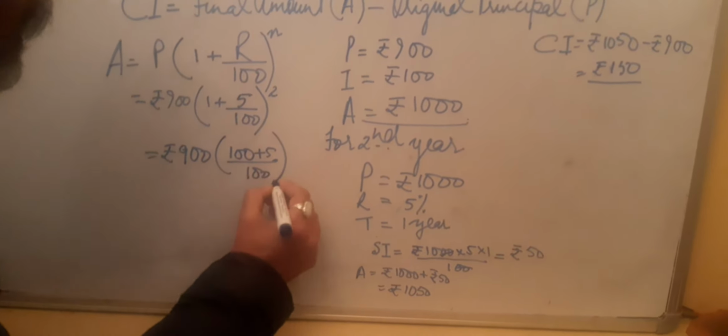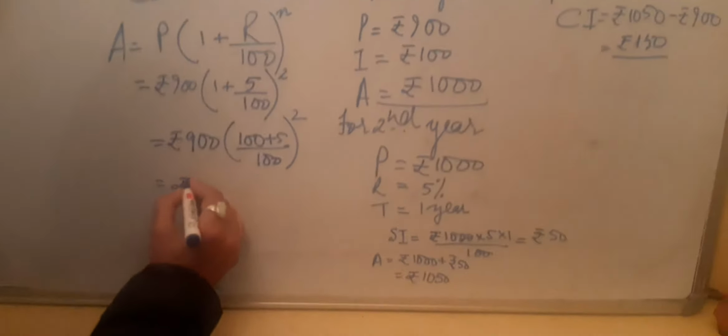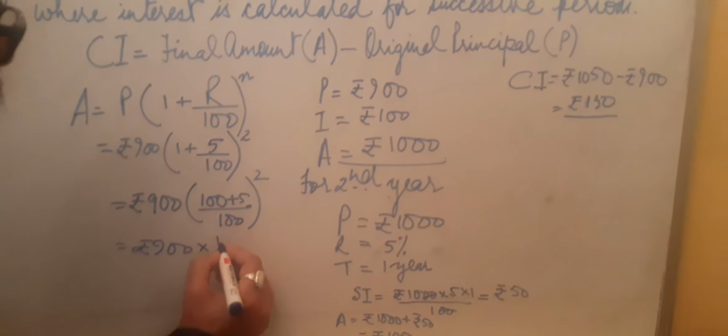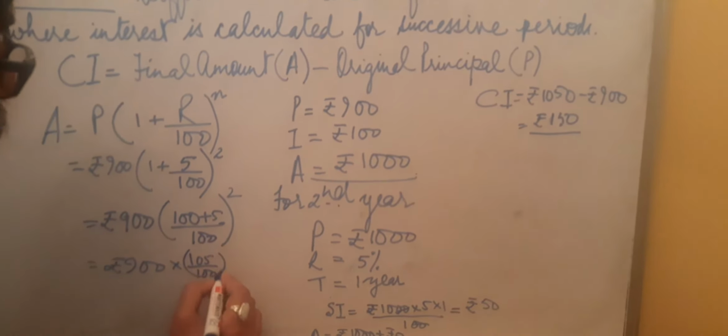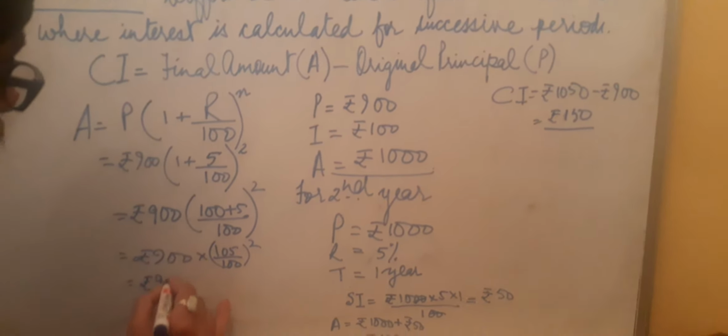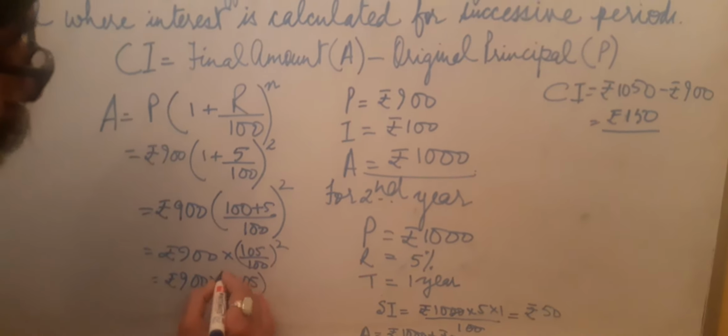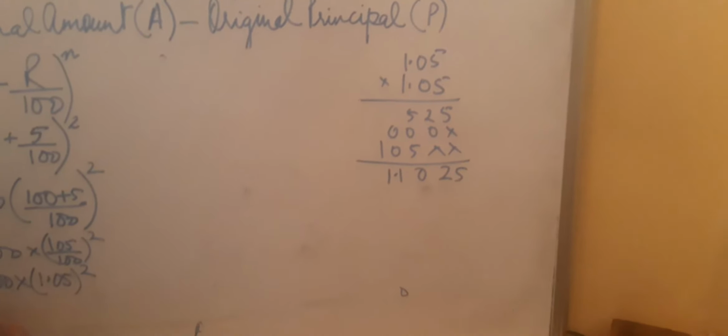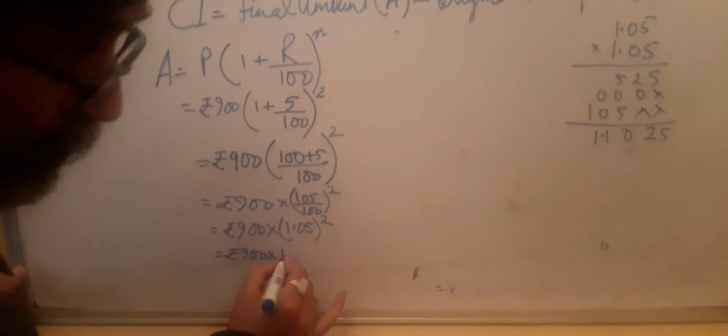you know how to solve it, take the LCM and solve it, upon 100, that is equal to rupees 900 into 105 upon 100 whole to the power of 2, and that is equal to rupees 900 into 1.05 to the power of 2, and then you calculate. 1.05 into 1.05 is 1.1025, so rupees 900 into 1.1025.